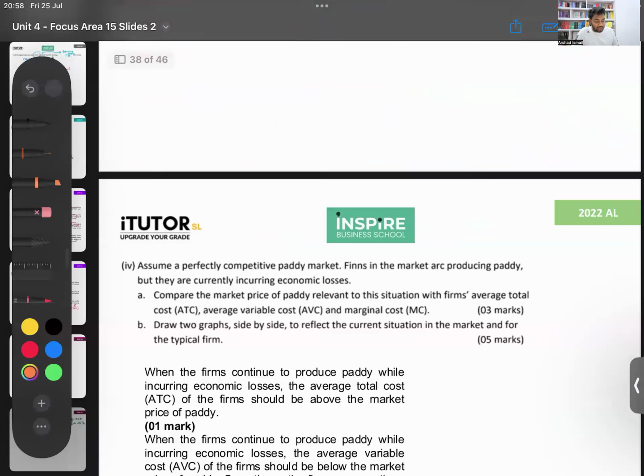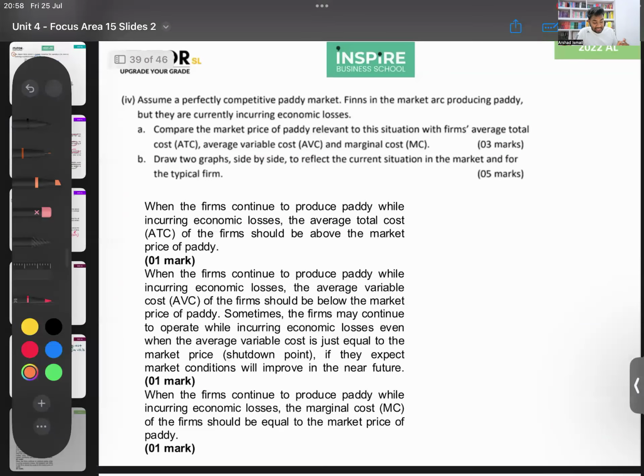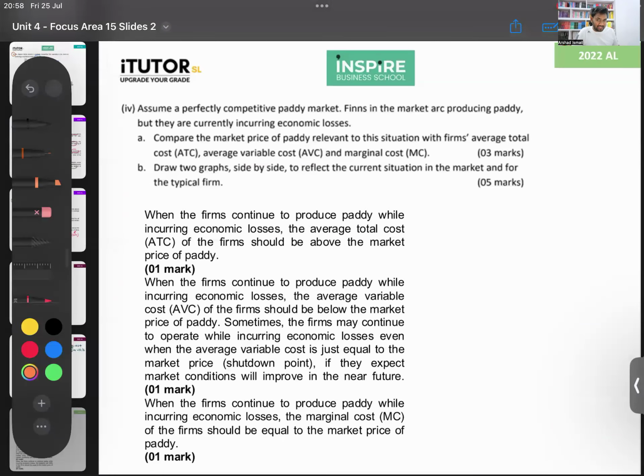Okay. Then we'll go to the next one. Look at this. Remember, we discussed this question. I just put it here because it's more relevant here. I think in the first part we discussed, I think first part of the cost part. If you remember, assume a perfectly competitive firm in a paddy market. Firms are producing paddy, but they're currently incurring losses. So they're asking you, compare the price of paddy with the average total cost, average variable, and the marginal.